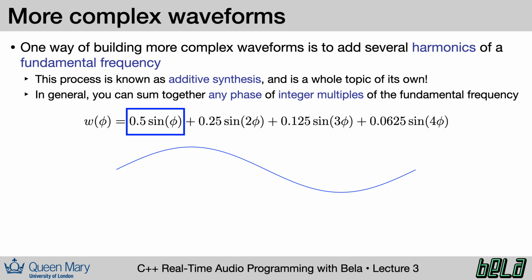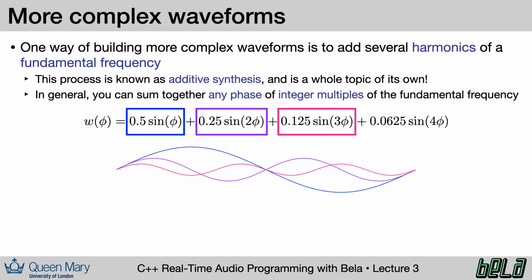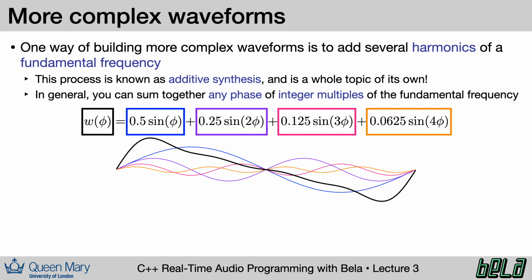So this function, w of phi, is going to be equal to 0.5 times sine of phi, that's our fundamental frequency, plus 0.25 times sine of 2 phi, so that's our second harmonic at a lower weight, plus 0.125 times sine of 3 phi, our third harmonic, plus 0.0625 times sine of 4 phi. That's our fourth harmonic. And all of these, when you add them together, end up looking something like this, a sort of very approximate sawtooth wave.